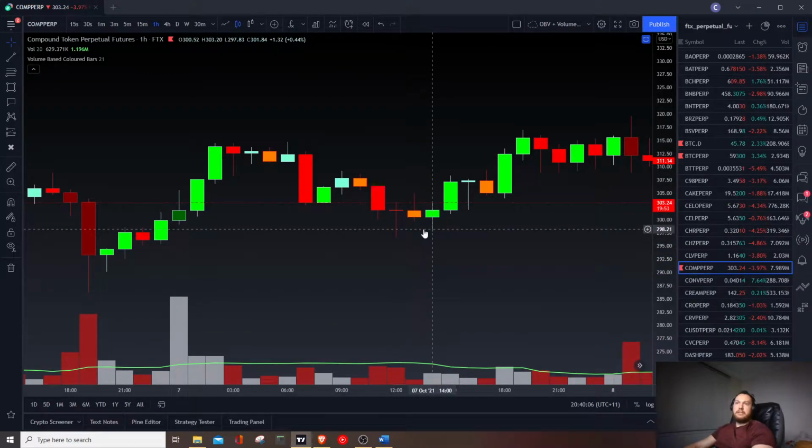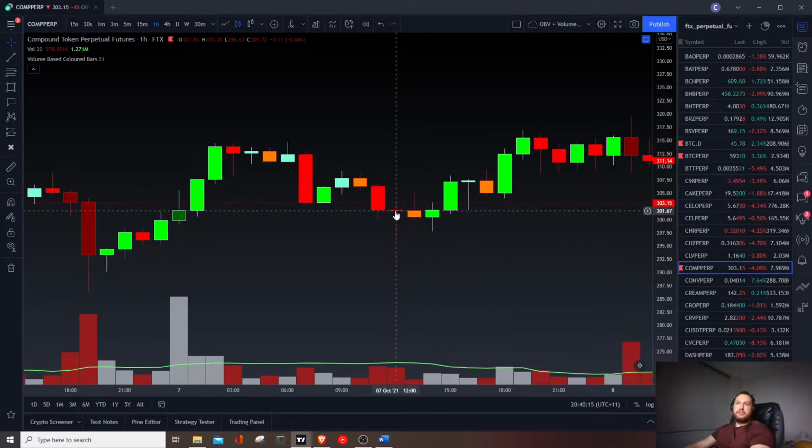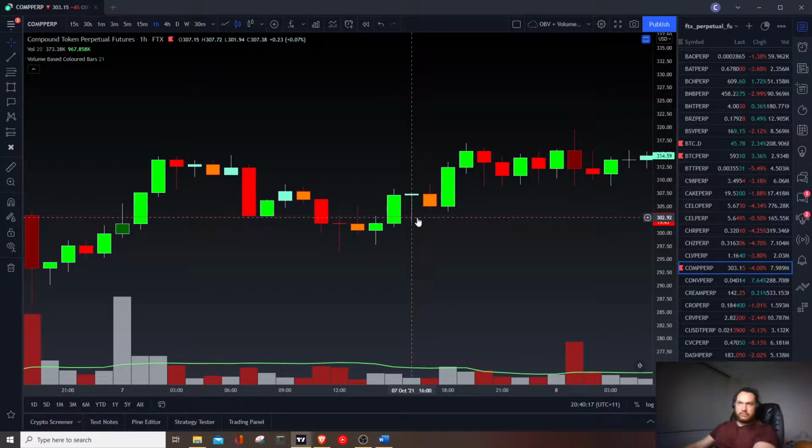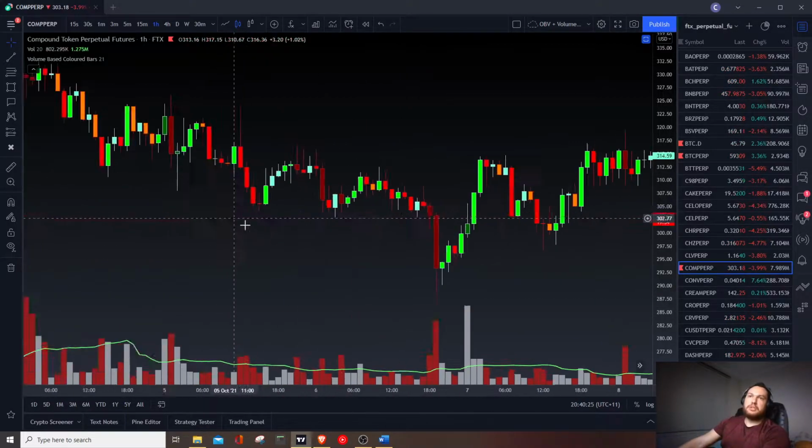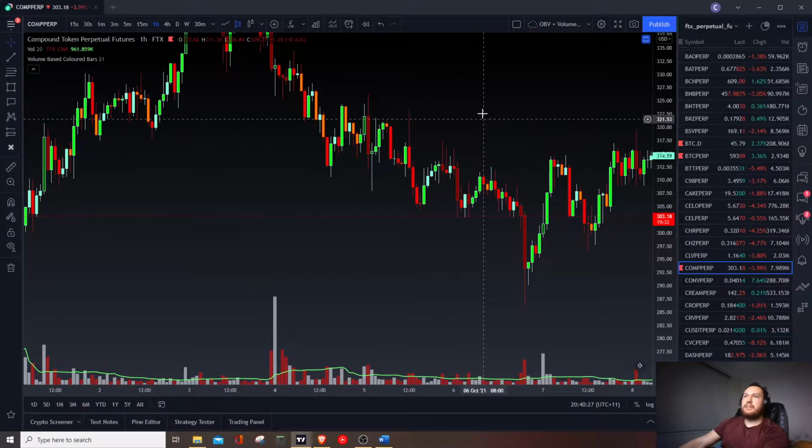Now it might be red, okay? It might have closed red, but there was clearly a lot of buying pressure there, even though it was a bearish candle. All right, so bearish and bullish candles can give us plenty of information, especially in this instance here.